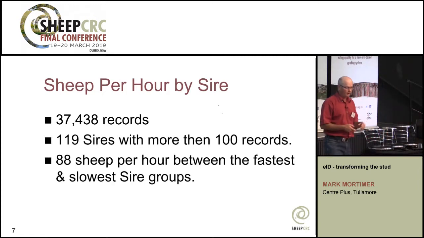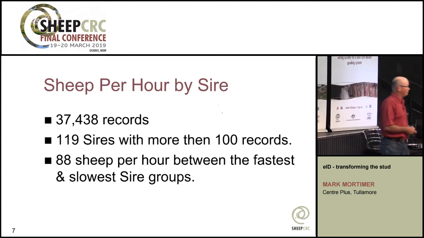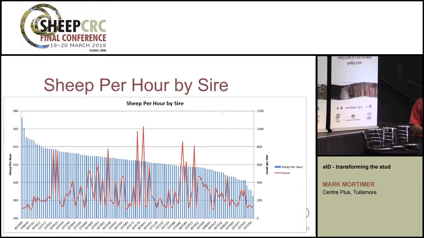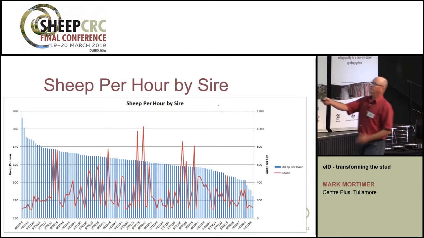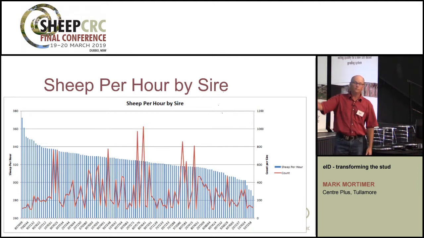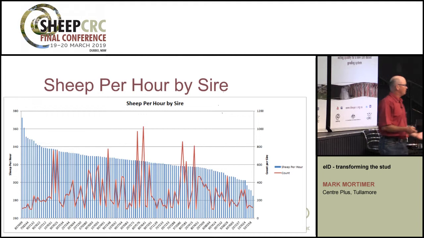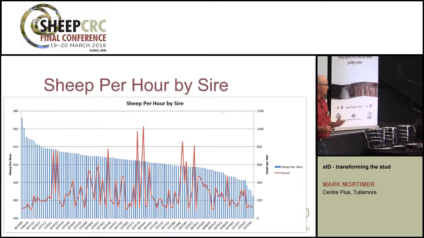And it turns out there's 88 sheep per hour through my auto-drafter between the fastest and slowest sire groups. And that graph looks like that. So here we are, the sire group way up the top, all of his progeny go through the auto-drafter really quickly. This guy down here goes through really slowly. I suspect that's something I could also breed for. I'm not sure if I need to though.